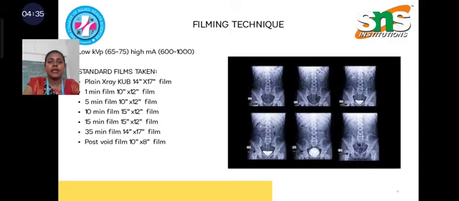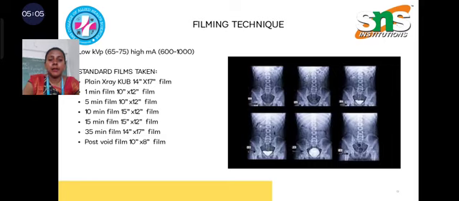Plain X-ray KUB should be on 14 by 17 inch film. The 1 minute film should be on 10 by 12 inch film. The 5 minute film should be on 10 by 12 inch film. The 10 minute film should be on 15 by 12 inch film. The 15 minute film should be on 15 by 12 inch film. The 35 minute film should be on 14 by 17 inch film. The post void film should be on 10 by 8 inch film. So in total 7 films are taken.